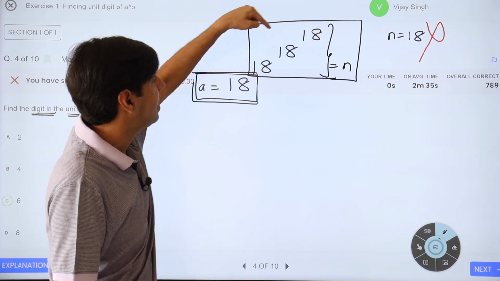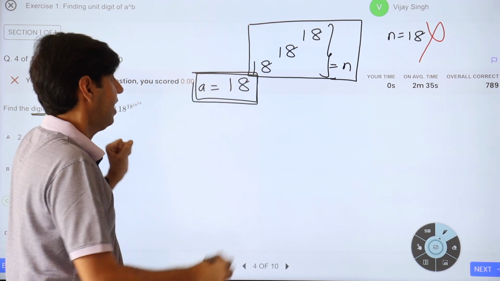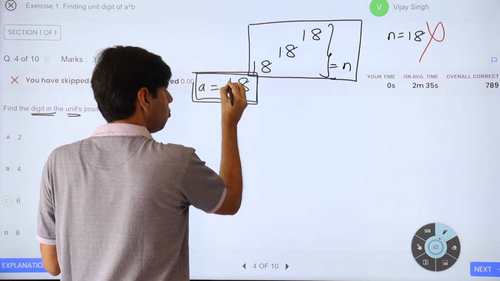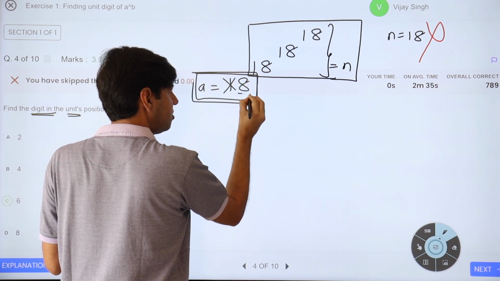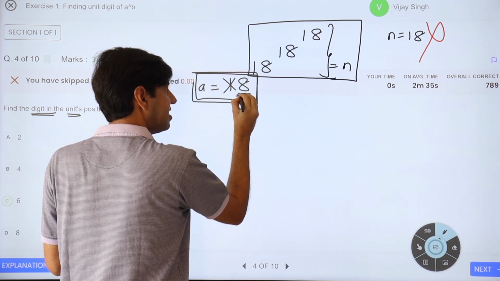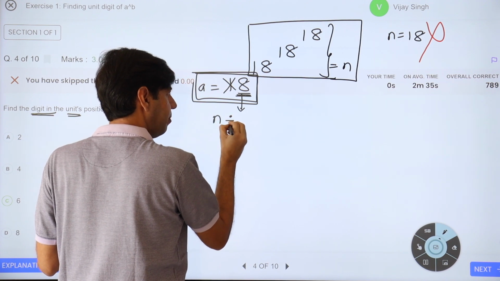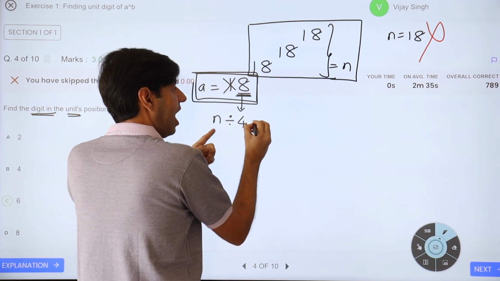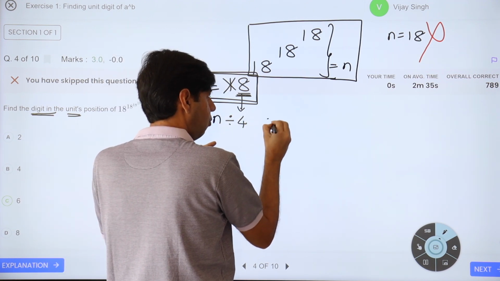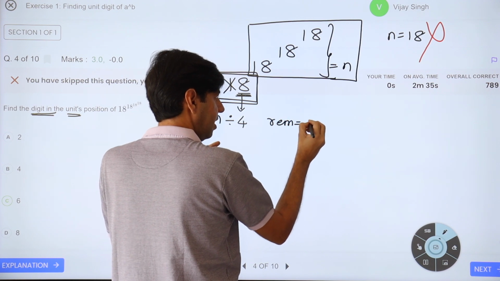It is 18 raised to 18 raised to 18. Anyway, so let's come back. So this 1 is of no use. So I'm going to check this is an 8. And since this is an 8, we will take our N and we'll divide it by 4. So this in our case right now, and check what is the remainder.